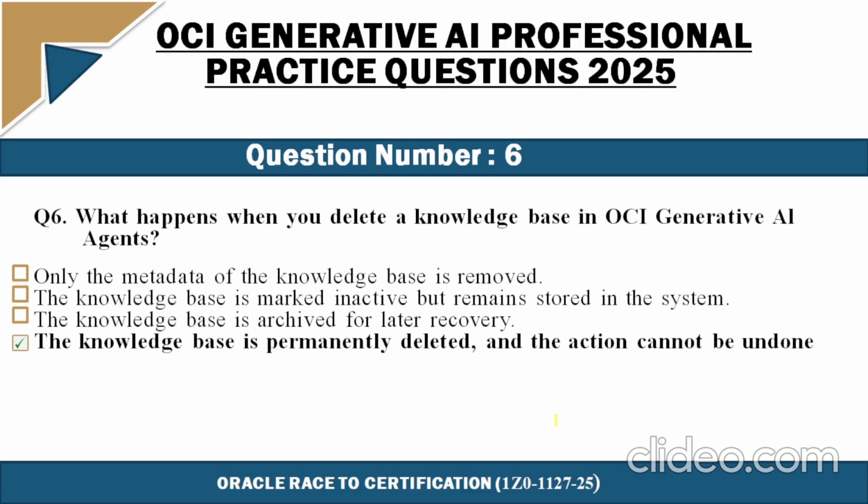And for the sixth question, we have given, what happens when you delete a knowledge base in OCI Generative AI agents? So the correct option is option D, the knowledge base is permanently deleted and the action cannot be undone.